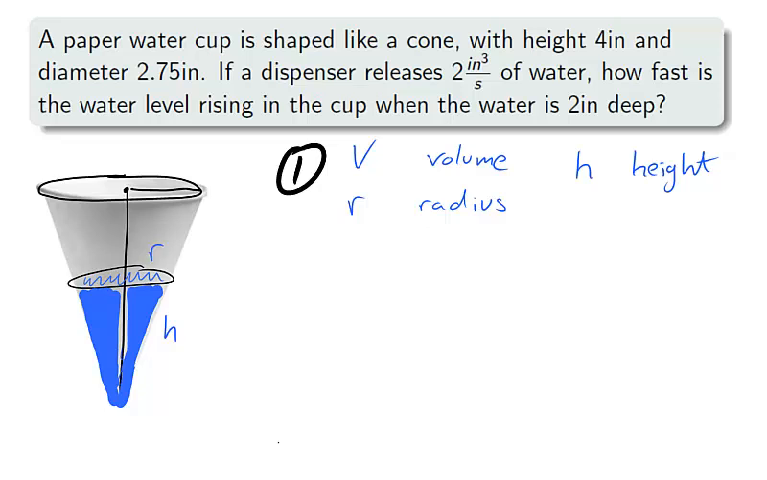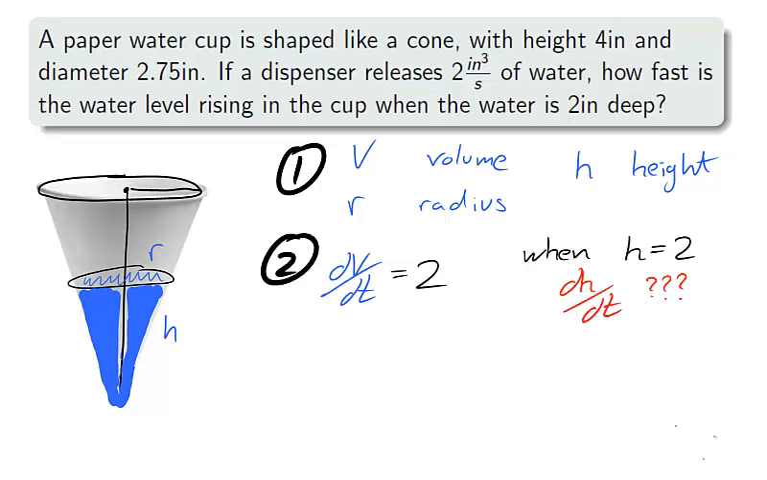And for the variables, V is the volume of the water, r is the radius at the top of the water, and h is the height of the water. Two. dV/dt, the rate of change for the volume of the water, is 2 cubic inches per second. When h is 2 inches, we are to calculate dh/dt, the rate of change for the height of the water. Three. The water takes the shape of the cone, and the volume of a cone is 1/3 pi r squared h.